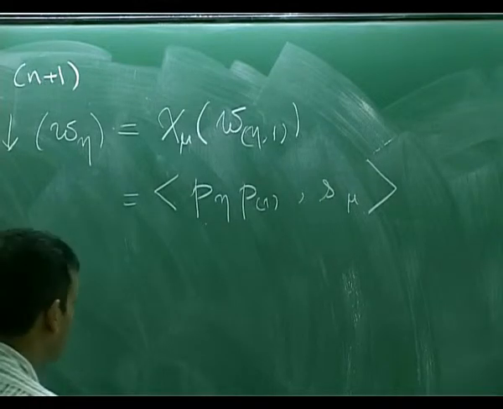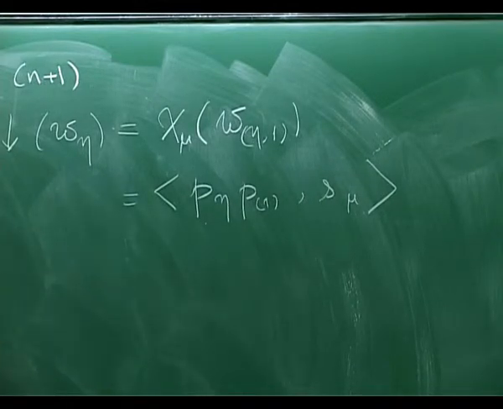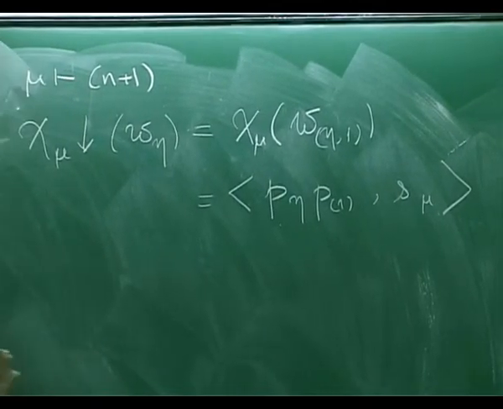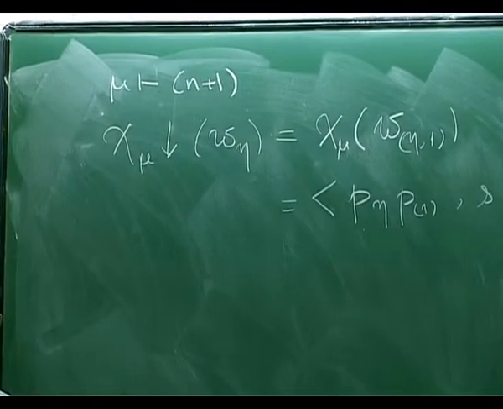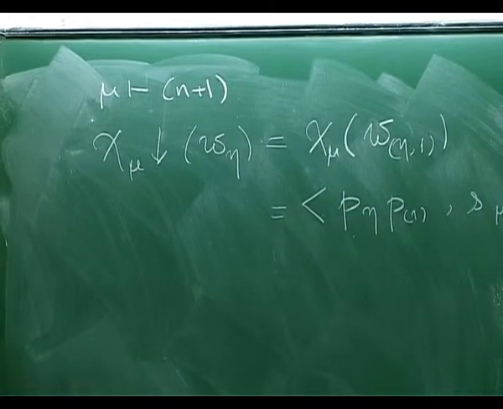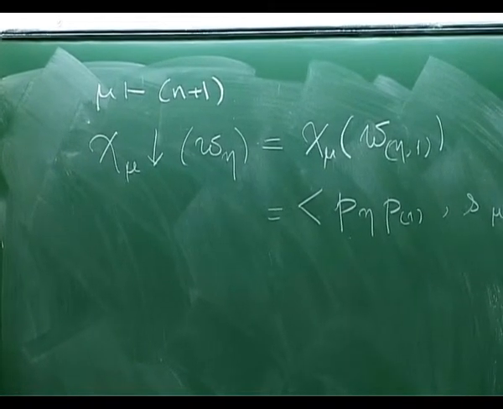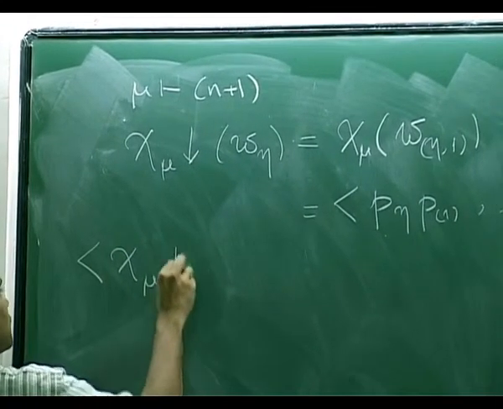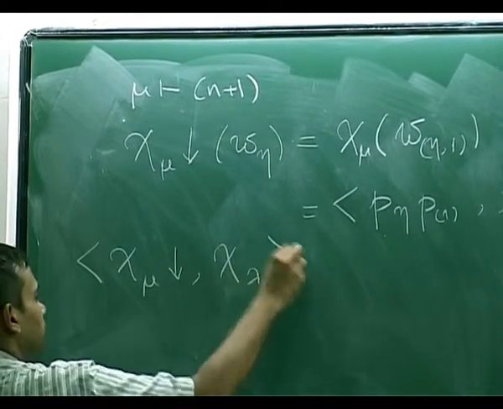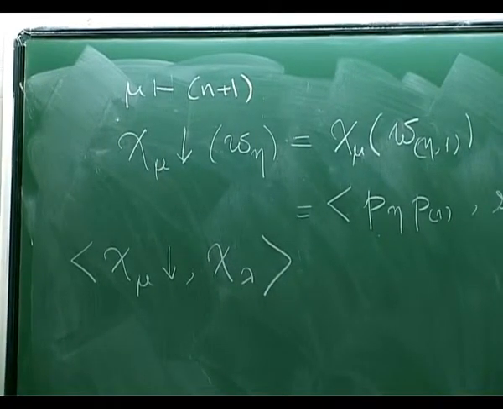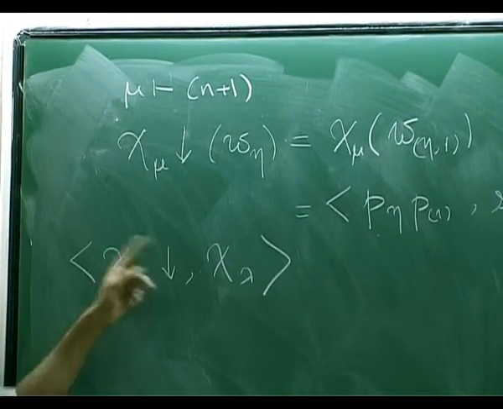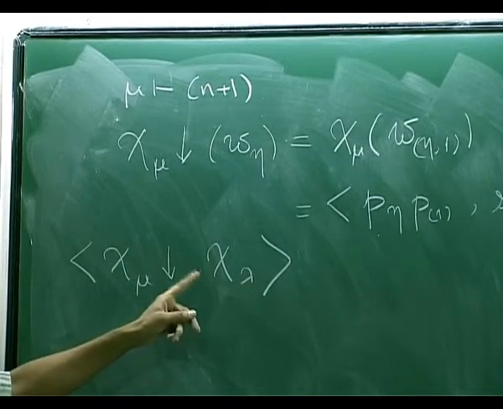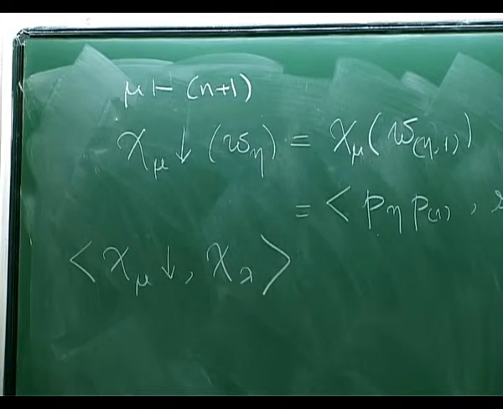Okay, so let's keep that in mind. The goal is this: I have this representation of Sn plus 1, I restrict it to Sn, and I want to know how it breaks up, what irreducible representations occur there. So what you want to compute is this, and now we know how to do this. We'll compute the characteristic function of this and evaluate this bilinear form against the Schur function.